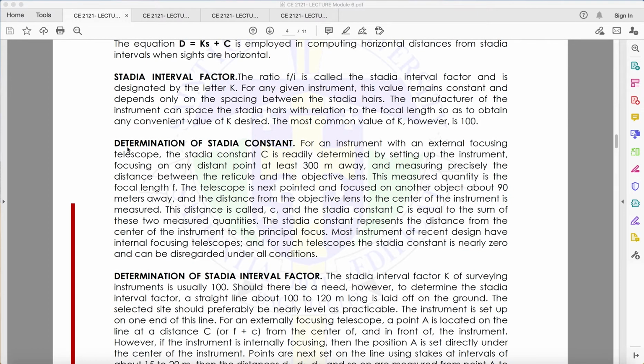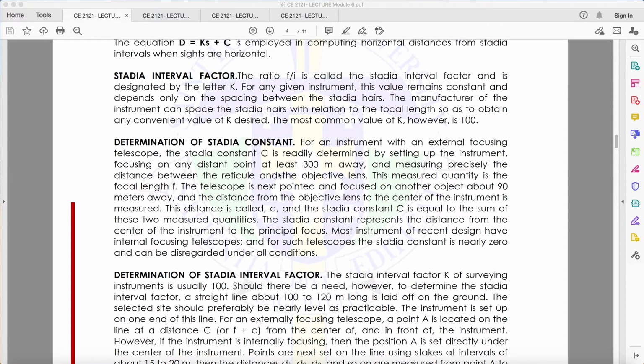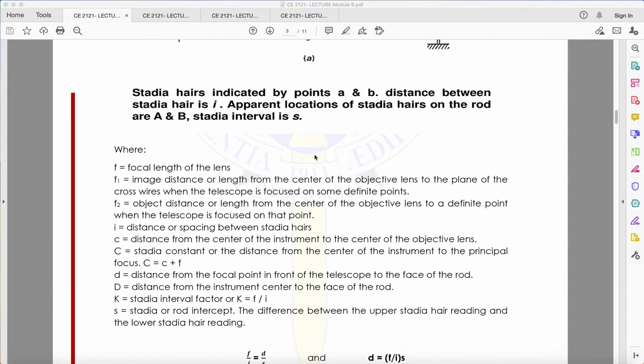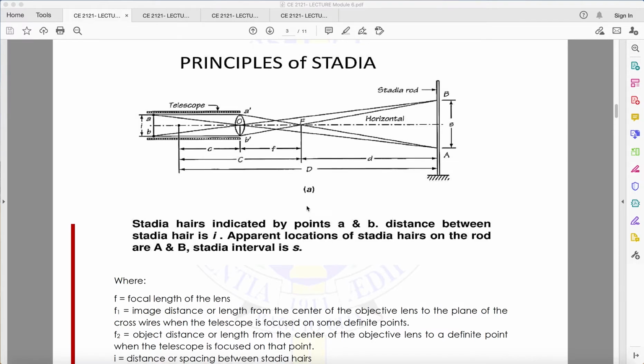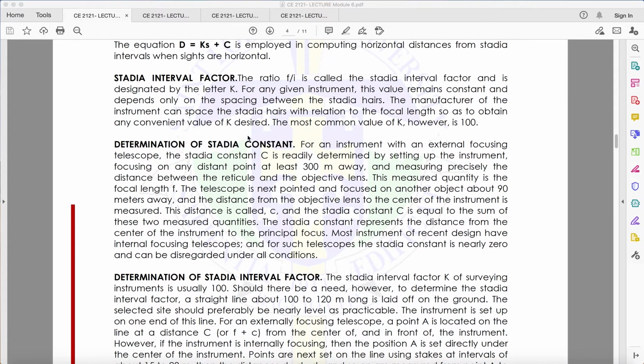Determination of the stadia constant for an instrument with an external focusing telescope. The stadia constant is readily determined by setting up the instrument, focusing at any distant point at least 300. No, wait, I reversed it. It is the K that is often given, which is 100, and our C is computed. But it is not that difficult to compute. So I got them reversed. Anyways, let's continue.